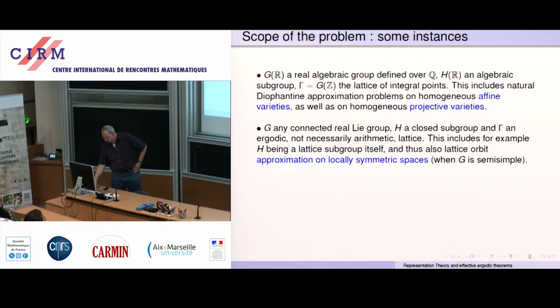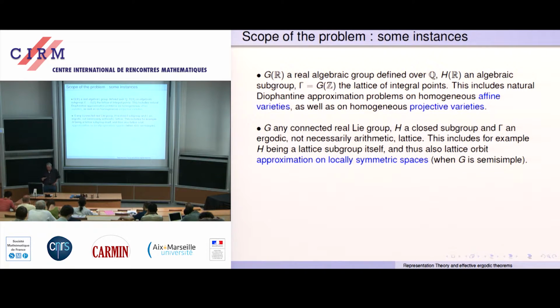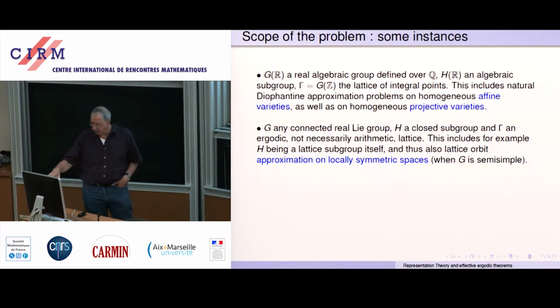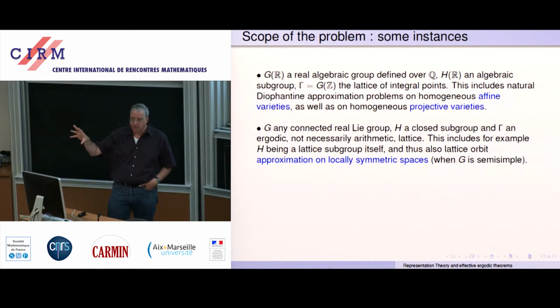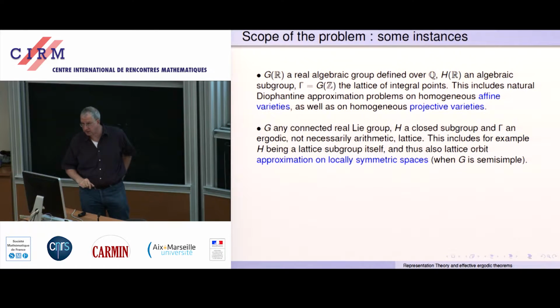Okay, now another possibility is to take G to be a connected Lie group, and H to be a closed subgroup, and gamma to be an ergodic but not necessarily arithmetic lattice. And this includes, for example, H being a lattice subgroup itself. And it includes also lattice orbit approximation on locally symmetric spaces when G is semisimple, say. So here we made a big change. In the first part, H was an algebraic subgroup, but in the second part, H is a closed subgroup. So it may even be discrete or a lattice, but this still gives a homogeneous space, and the question of approximation by lattice orbits is a very important problem in homogeneous dynamics.